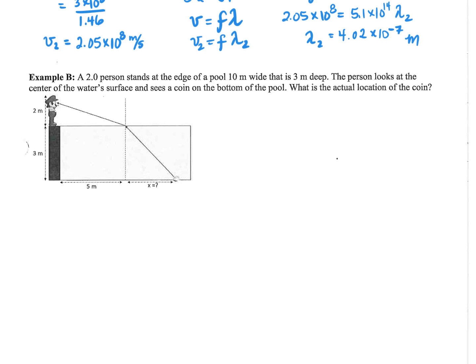A 2-meter tall person stands at the edge of a pool that's 10 meters wide and 3 meters deep. The person looks at the center of the water surface and sees a coin on the bottom of the pool. What's the actual location of the coin? So how do we figure this out? Obviously, he can't just look straight at the coin, can he? He thinks he is, but light's really, where does he think it probably is versus where it actually is?